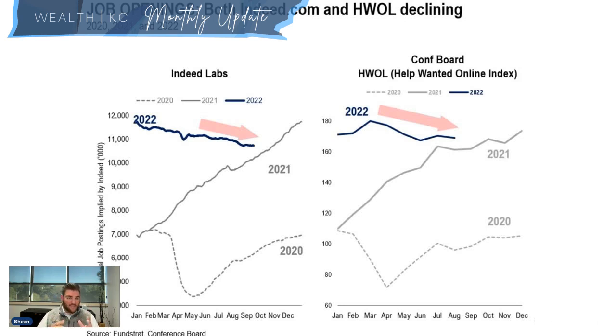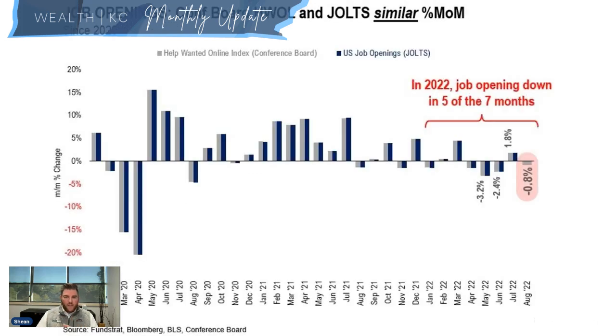This shows on the left-hand side, Indeed, which is online, being able to post jobs online. You can see 2021 off like a rocket up and to the right. 2022 starting to see those numbers come back down. On the right-hand side, Conference Board's HWOL index, Help Wanted Online. Okay, you can see 2021 rising, 2022 starting to fall. This next one is showing the correlation of the Help Wanted Online Index to U.S. job openings that gets reported shortly after.